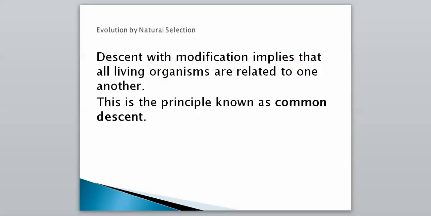This descent with modification implies that all living organisms are related to one another, and this is a principle known as common descent. That just means that at some point along the line, evolutionarily speaking, we all descended from one common ancestor that gave rise to all the different groups of animals and all the different groups of other organisms as well. This is the principle known as common descent.